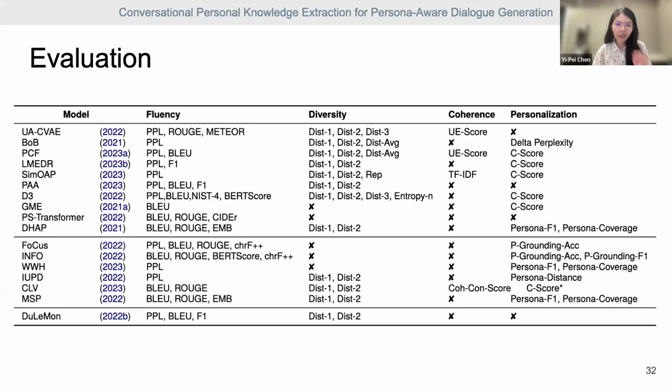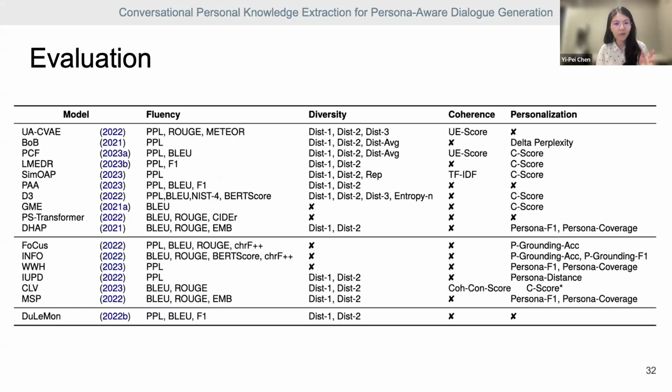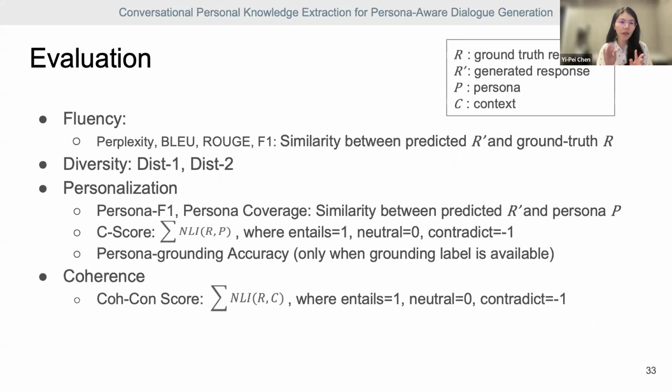For the evaluation, most of these works evaluate from these four aspects because they mostly do not involve large language models. They mainly evaluate on fluency, diversity, personalization, and coherence. And for personalization evaluation, there are two most important metrics. One is the persona F1 or persona coverage. This calculates the similarity between the predicted response and the persona. And the C-score, which is the consistency score, calculates the consistency between the response and the persona.